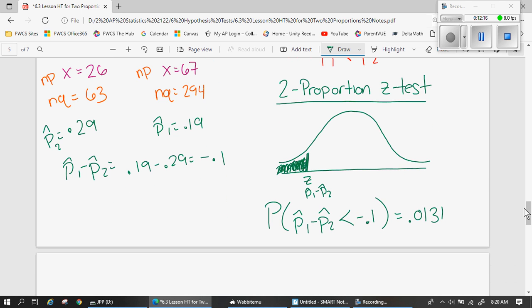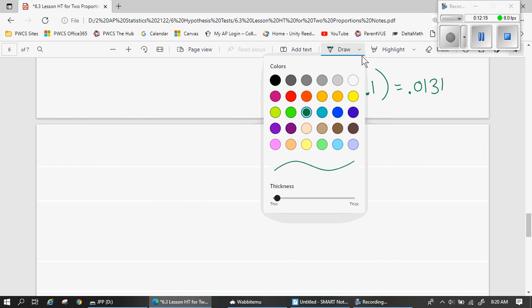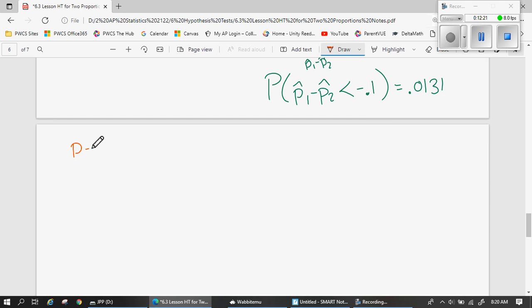And so what we need to do is compare that to our alpha value. I kind of like to write it out. We have that table from the last lesson. My p-value is 0.0131. My alpha is 0.05. We established that before we did the test. And we need to figure out which one's bigger. If you remember, the inequality eats the bigger number. So our p-value is less than our alpha.